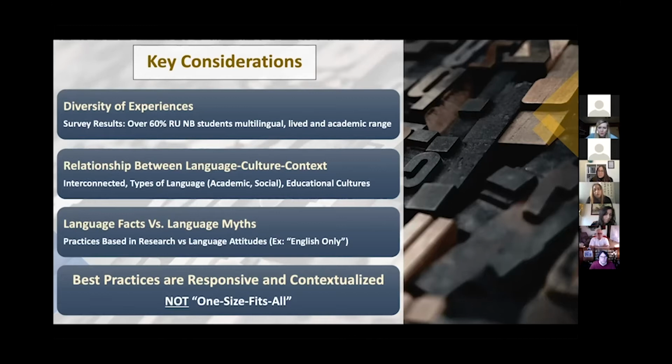A great example of this is English only and associated assimilationist policies and practices. Research has consistently shown the cognitive and social benefits of multilingualism. But in our educational system broadly, and in higher education, the policies and practices have not always reflected this. English only is a policy and reflects language policing. It is not a best practice pedagogically.